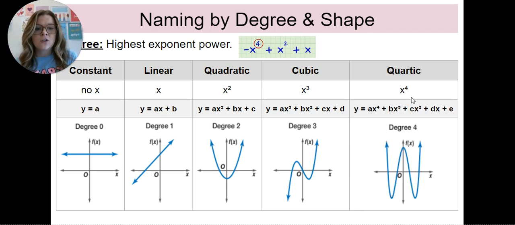And then lastly, we're going to look at quartic, which is a degree 4, so x to the 4th, and it's always going to kind of look like it crosses the graph a couple times. So that's going to be quartic. We probably won't see too many of those, but I just wanted to show you in case you have an x to the 4th, we're going to call it quartic.